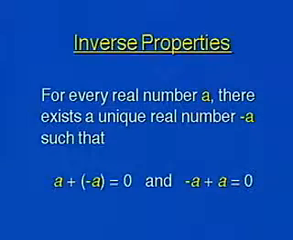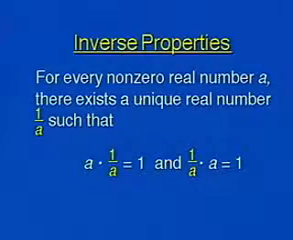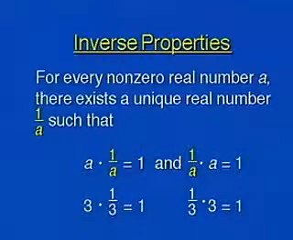So these are called inverse properties. For every real number a, there exists a unique real number, negative a, such that a plus negative a equals 0, and negative a plus a equals 0. For every non-zero real number a, there exists a unique real number 1 over a, such that a times 1 all over a equals 1, and 1 all over a times a equals 1. For example, 3 times 1/3 equals 1, and 1/3 times 3.